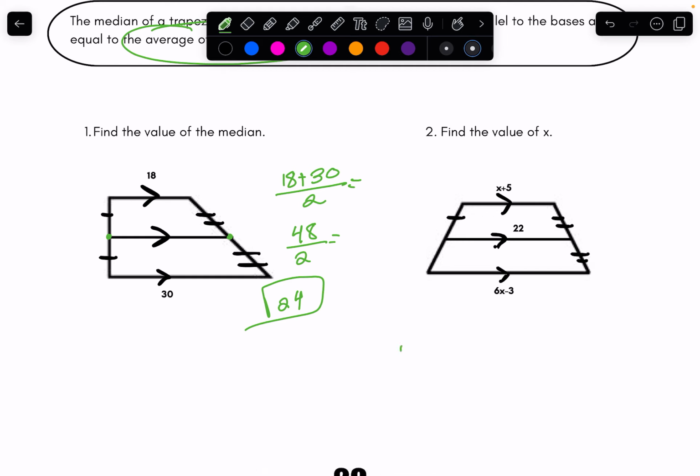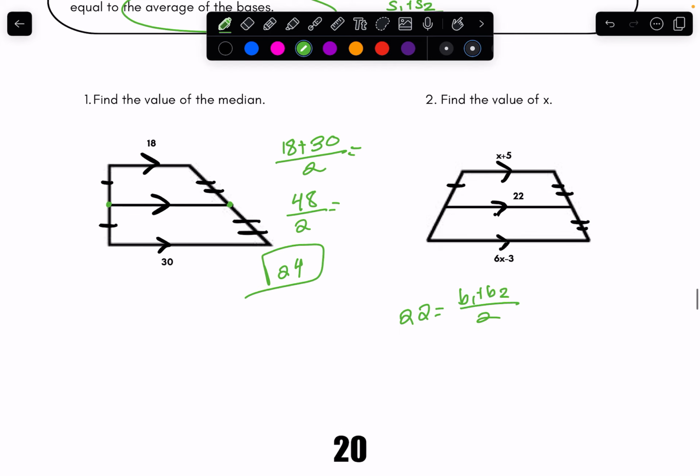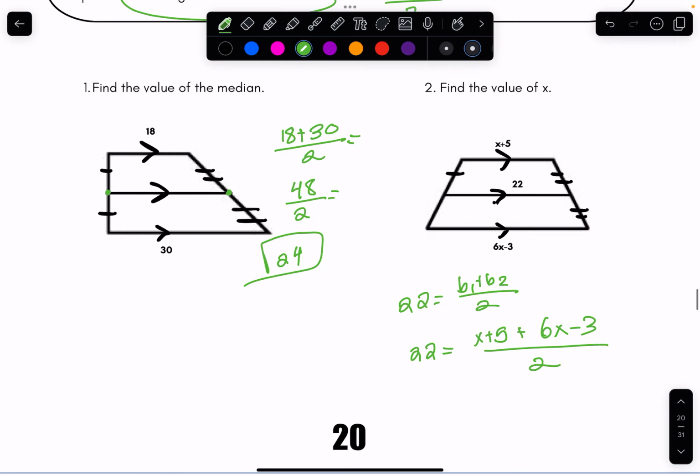Now in this case, they give you the median. The median must be equal to the bases added and then divided by 2. So let's plug in. Base 1 is x plus 5. We add 6x minus 3, and then we'll have to divide that by 2. So let's first simplify. So we have 7x plus 2 over 2.